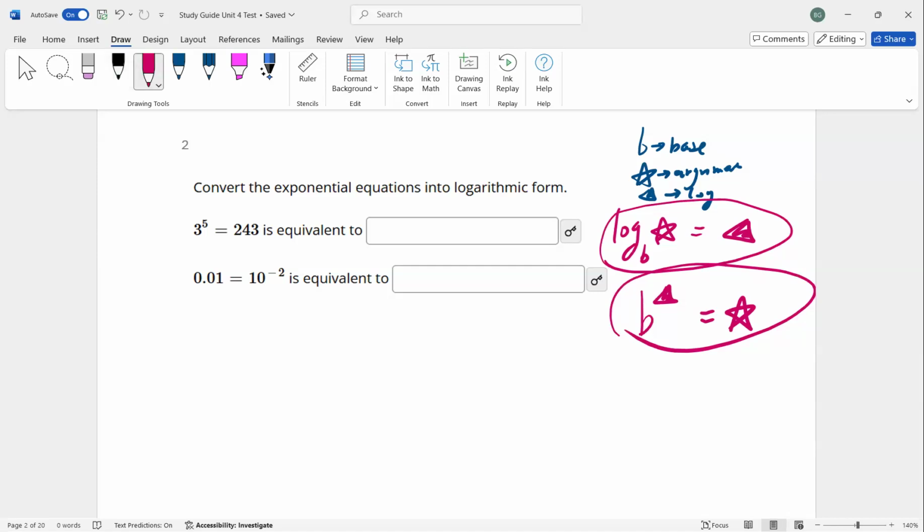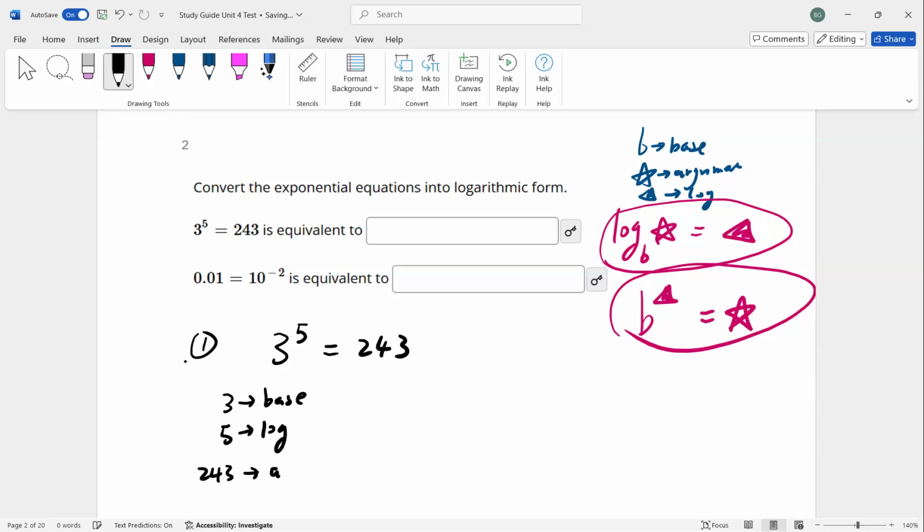And so what do we have? The first part is 3 to the power of 5 equals 243, right? And we know 3 is going to be the base, no problem. 5 is the log, remember, a piece of wood, because 5 is on the shoulder, right? And 243 has to be the argument. We only have 3 things. So to convert to logarithmic form, we have log with base 3. The argument is 243, equals 5, and done.